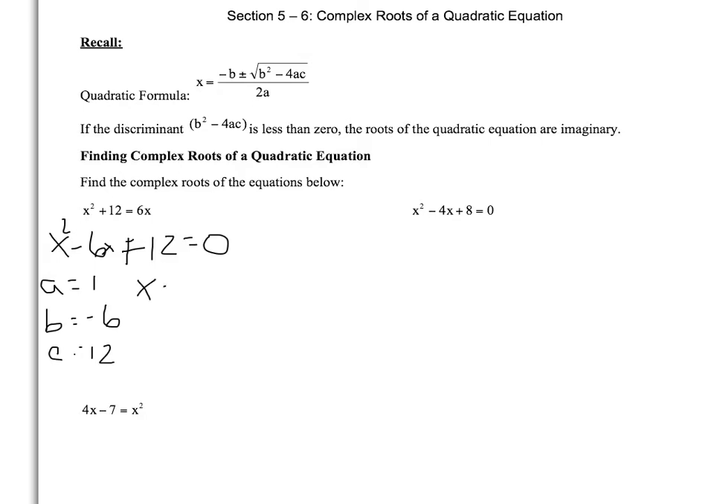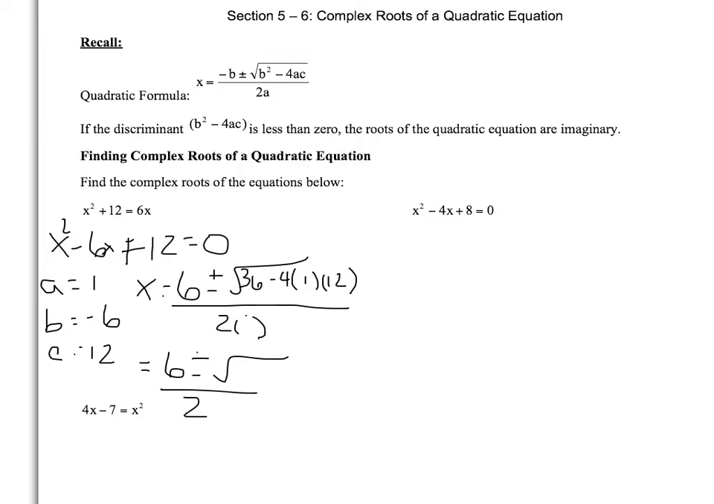Using the quadratic formula will be negative b, which is 6, plus or minus the square root of b squared, which is 36, minus 4ac, so 4 times 1 times 12, all over 2 times 1. So we'll have 6 plus or minus the square root. And if you take 36 minus 4 times 1 times 12 in your calculator, you get negative 12. So that's 6 plus or minus the square root of negative 12. Well, the negative will come out as an i. And that radical 12 will simplify to 2i radical 3.